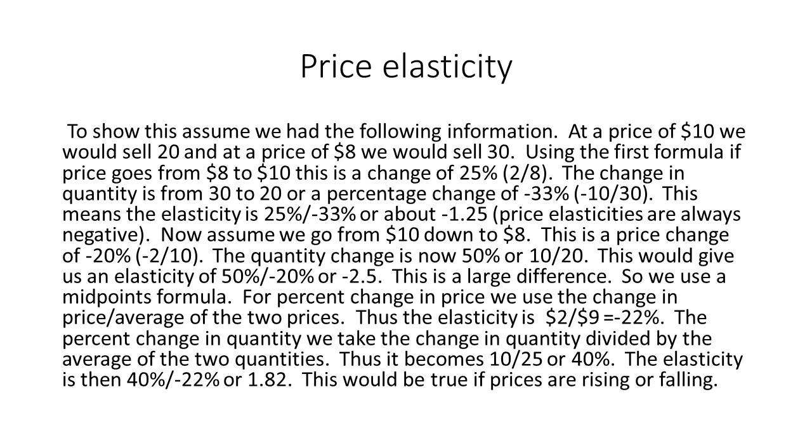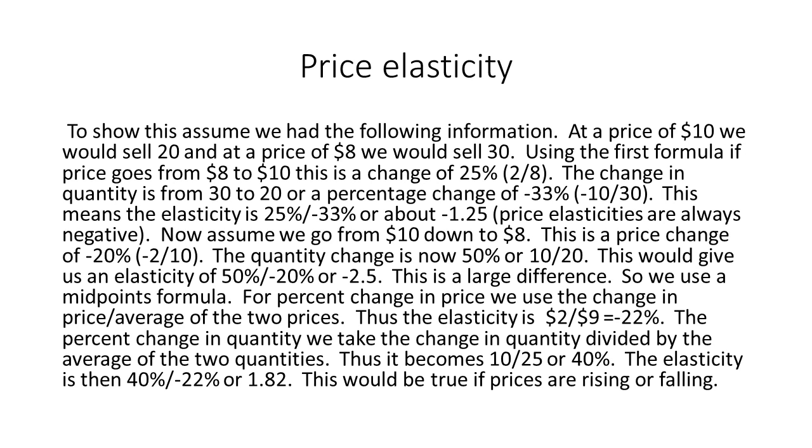So we use a midpoints formula. For percent change in price, we use the change in the price divided by the average of the two prices. So in the case of prices, price went from 8 to 10, and I guess from 10 to 8 in this particular example. And so that's down by $2.